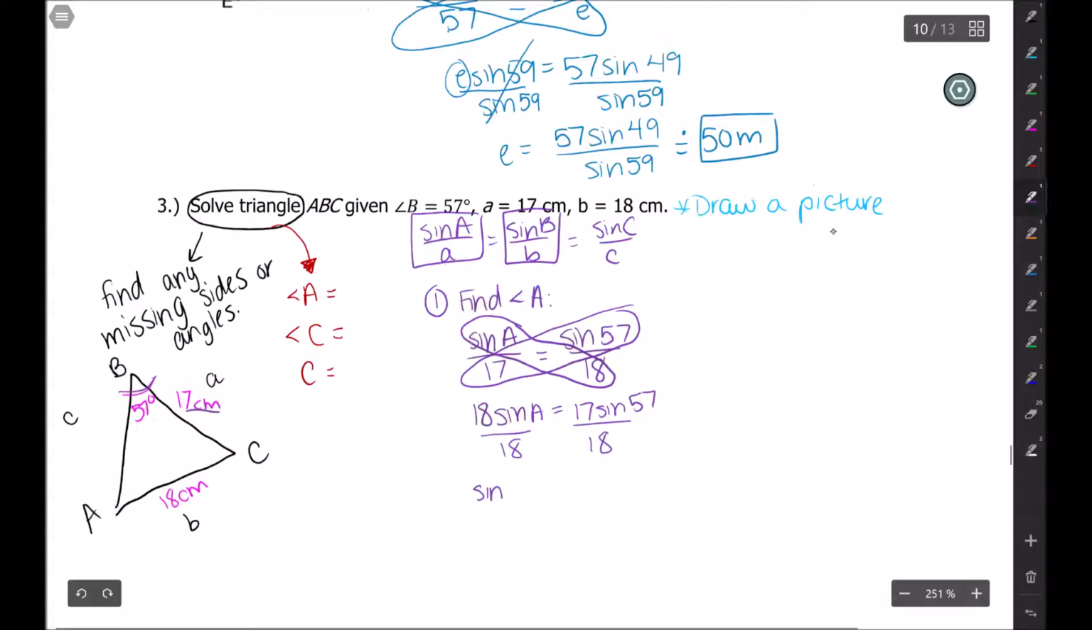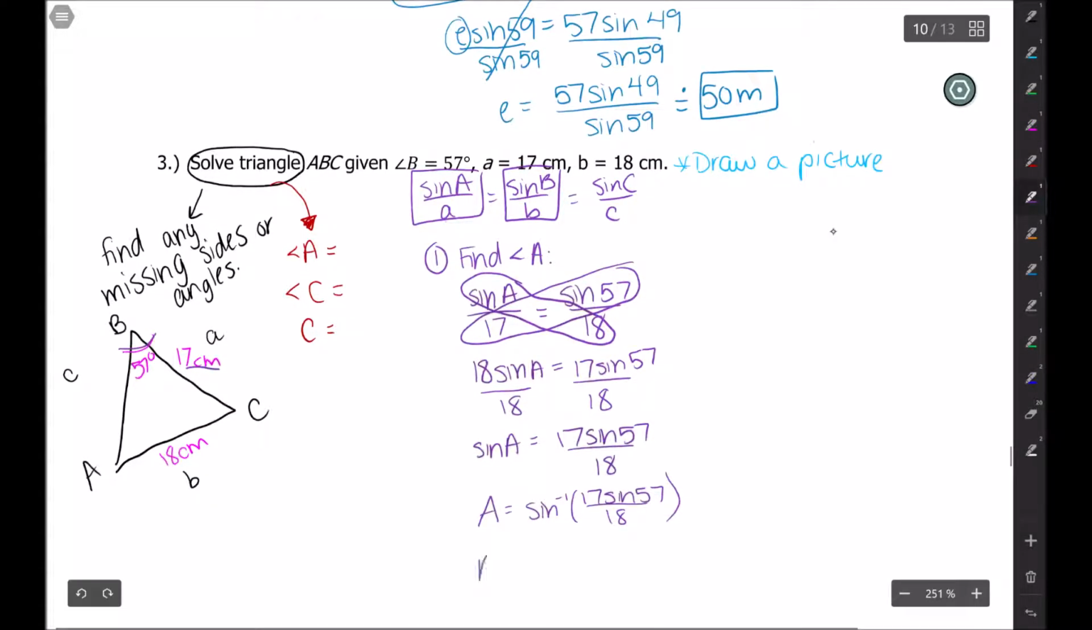So sine of A is equal to 17 times the sine of 57 over 18. To get this A out of here, remember I have to do inverse sine, and I get inverse sine of 17 times the sine of 57 all over 18. Okay, so all I have to do now is type that into my calculator to get an approximate answer for how big angle A is.